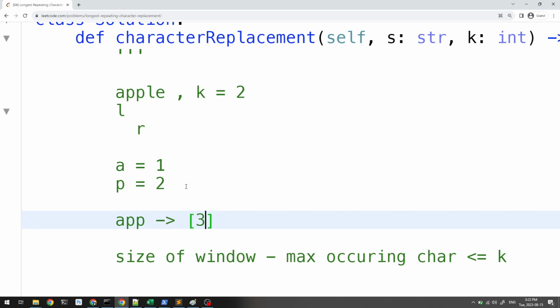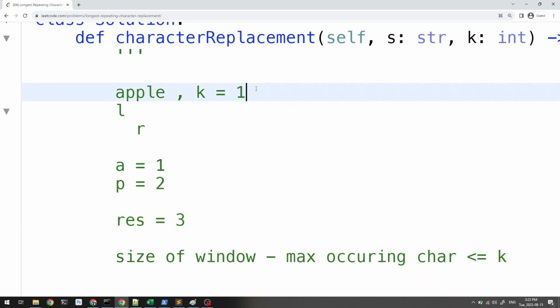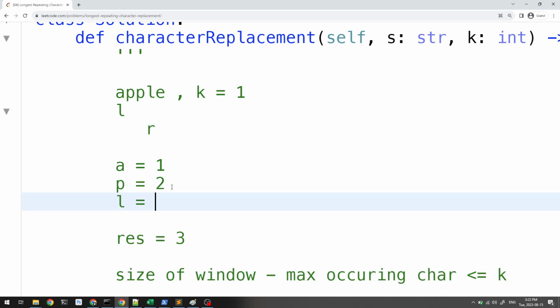So this is length 3. This is one of our results. So we would just put result is equal to 3. And now K here is actually 1, right? Because we've done a replacement over here. Now maybe I can advance the R even more. Well, if I advance the R even more, again, what do I have? Well, now I have L is equal to 1.